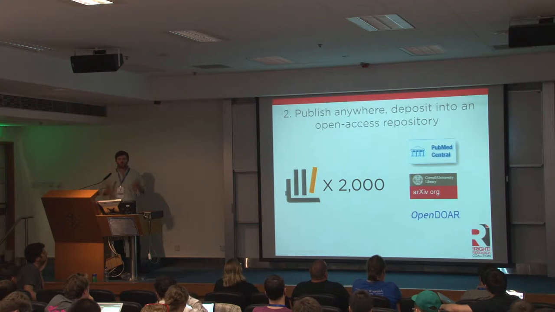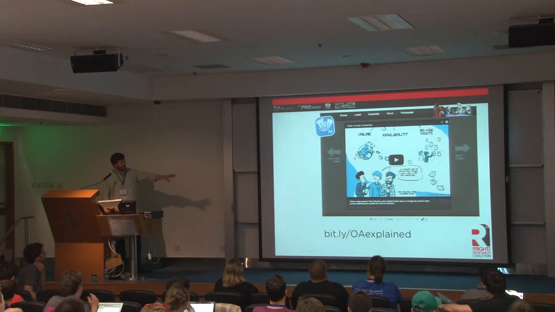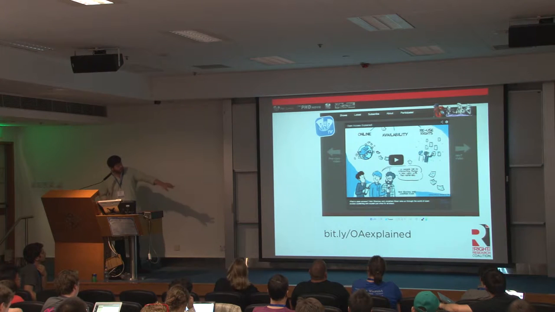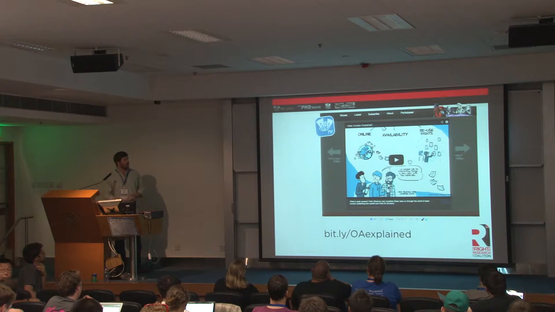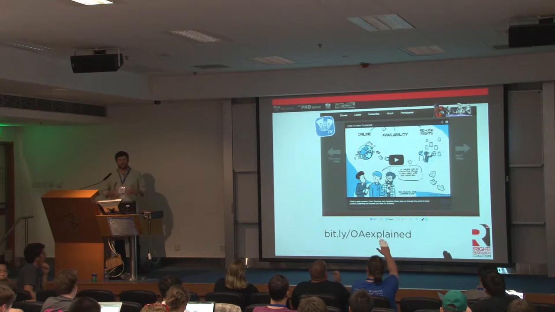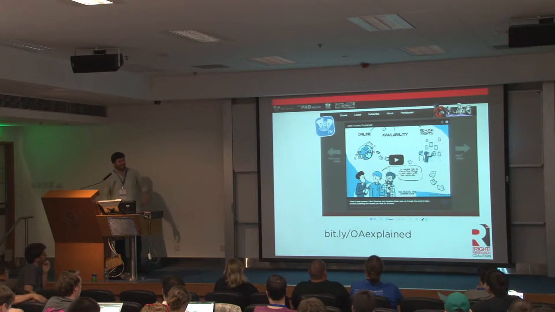Unfortunately, I don't have all the time I'd like to explain what open access is, but I do want to point people to a resource online. This is a video that we did with PhD Comics called Open Access Explained, and there's a link down here at the bottom, bit.ly/OAExplain, and I think it does a pretty good job of explaining what open access is, how it's come about and why it's important. That video is embedded in the Wikipedia article on open access. Yes, Daniel's right, and I'm pretty sure Daniel is responsible for it.